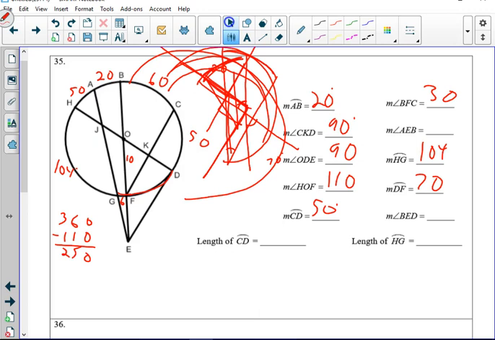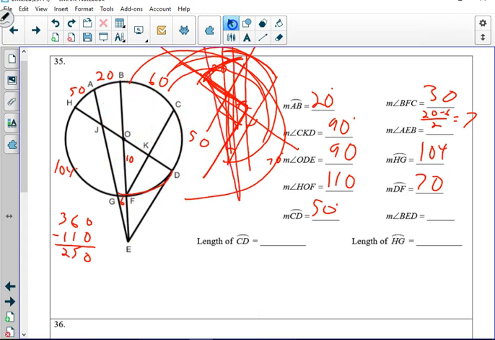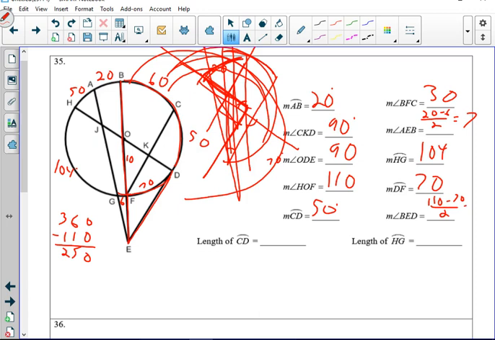AEB. Okay? So it's the big minus the small divided by 2 equals 7. BED. So that's going to be the big arc, 110, minus the small arc, which you said was 70, divided by 2. That's 40 divided by 2, which is 20.